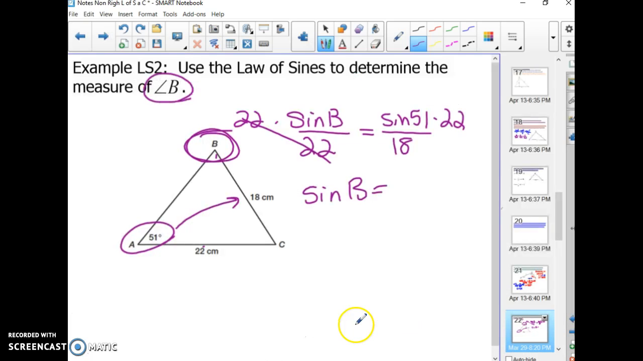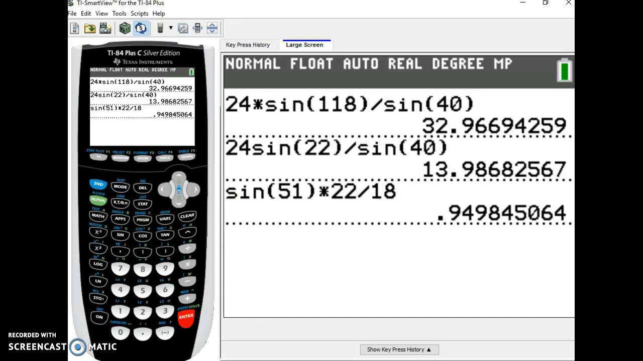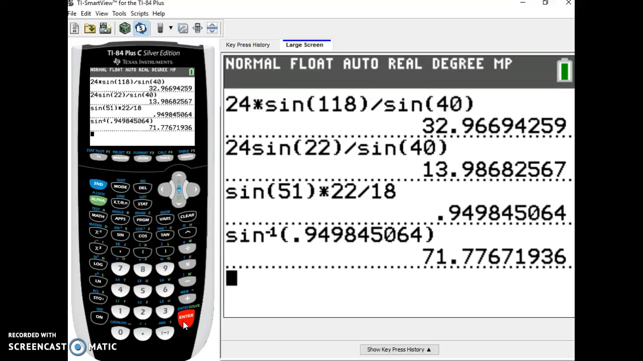In order to get an angle out, I've got to use the arc sine, so I'm going to arc sine both sides. I know angle B is going to be equal to the arc sine of 0.949, whatever that is. I come to my calculator and go second arc sine to pull it up, plug and chug it right there, hit enter, and I get 71.78 degrees.